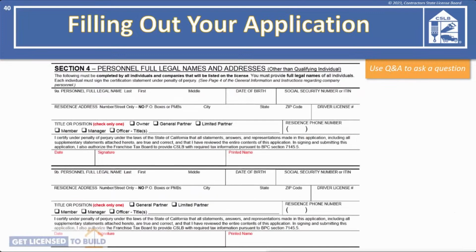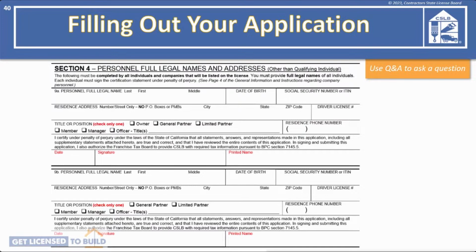Parts of the application, Section 4, personnel full legal names and addresses. Section 4 is where you will list the personnel information for all remaining personnel that will be listed on the license. For example, if you are applying for a corporation, you will need to indicate who will be the responsible managing officer or employee, president, secretary, and treasurer. Again, more information can be found on page 6 of the application instructions.